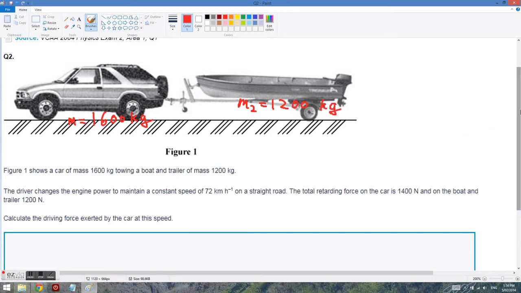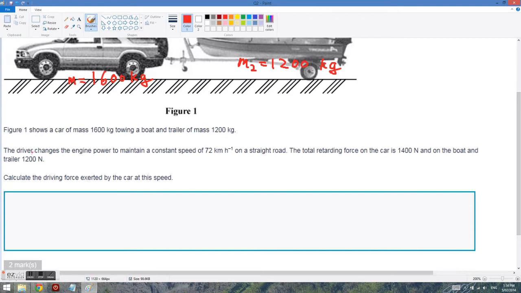Now the driving force changes with the engine power to maintain a constant speed on a straight road. The total retarding force, the friction force on the car, is this, and on the boat and trailer is this. Again, constant speed means acceleration equal to 0. Also means the net force equals to 0. So calculate the driving force exerted by the car at this speed.